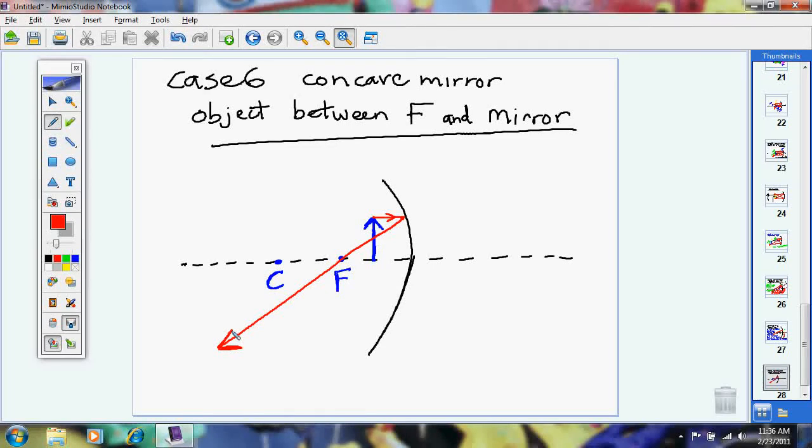Again, we can't use our second standard ray because we can't go from the object's head through the focal point and come back parallel. We can't because we're in front of it now. So we need to use our backup ray, the third important ray, a light ray headed towards the mirror as if it came from the center of curvature. A light ray leaving the object's head as if it came from the center of curvature is going to hit that mirror head on and bounce straight back through the center of curvature.